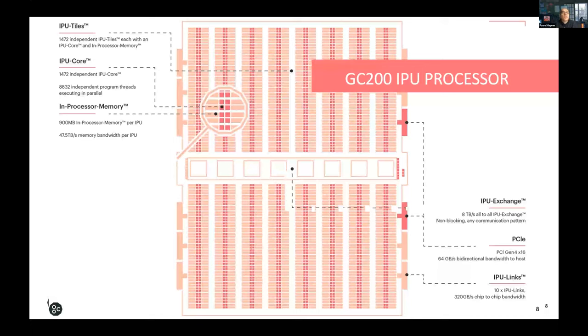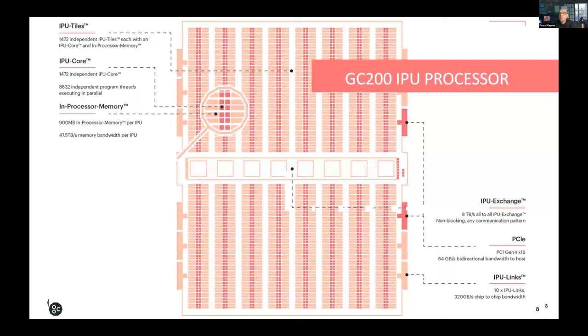So as I said, we have 1472 independent IPU tiles, each with their own processor memory. We have in total 900 megabytes in processor memory per IPU. So the aggregated memory bandwidth, if you execute them in the MIMD massively parallel execution mode, is something like 47.5 terabytes per second.